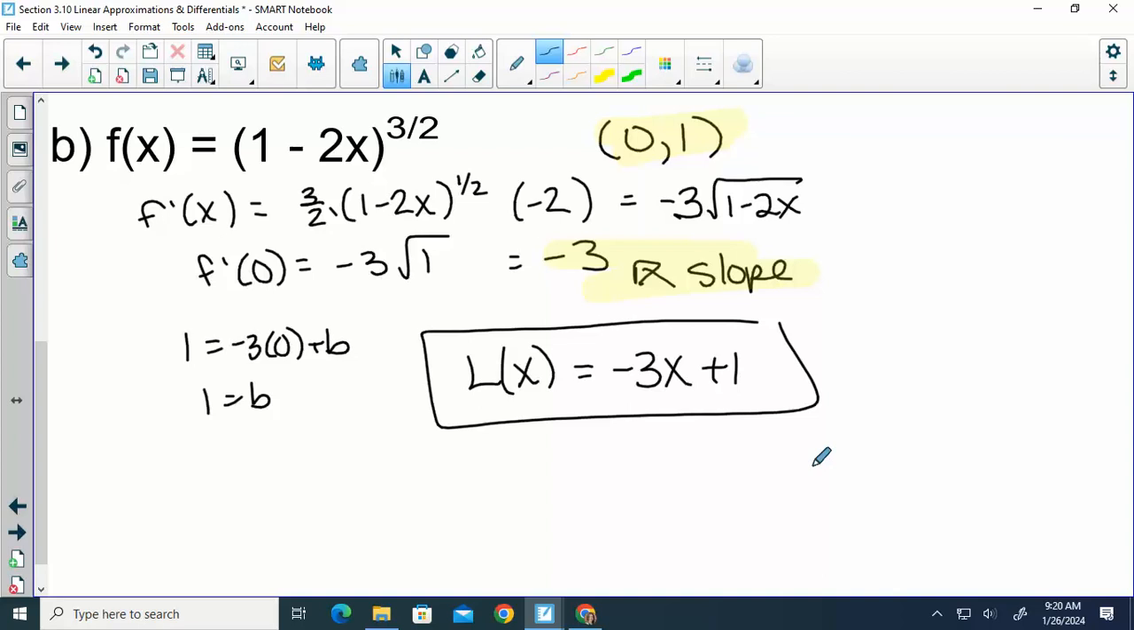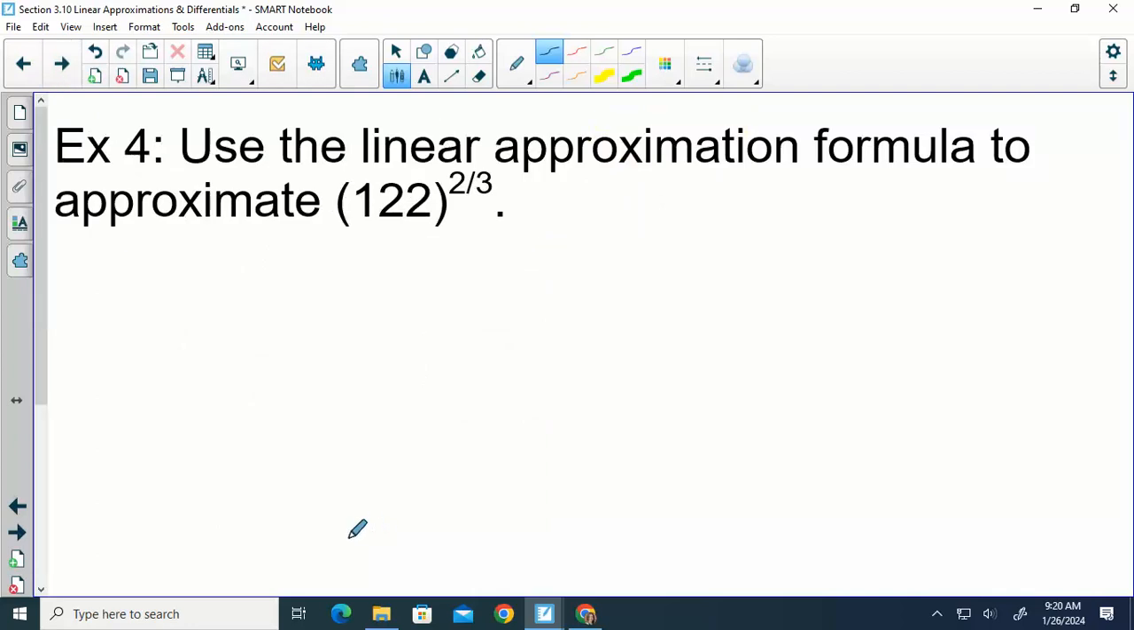We're going to do 2 more problems. These I'm kind of switching up a little bit. I want you to use linear approximation to find what 122 to the 2/3 power is. Alright, so how is this different than the previous problems? Yeah, I didn't give you an a, I didn't give you a function. So we can find those. If I change that 122 to an x, my function would just be x to the 2/3.